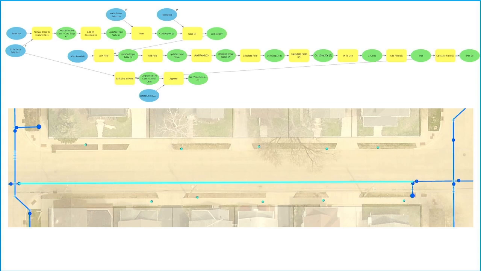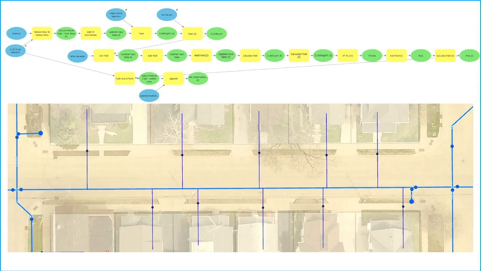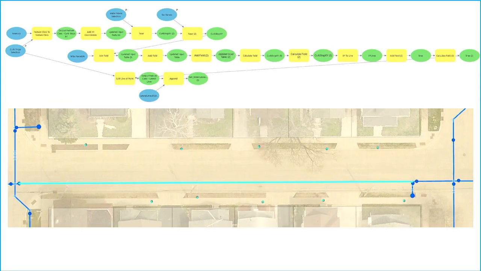But the near has an option to say, tell me the xy of the near feature. So if I have the xy coordinates of these points, and the near gives me an xy of the nearest main, I can use those xy's to construct a line between them. So we can turn that into something like that. I didn't sketch any of those lines. The model did the lines for me.